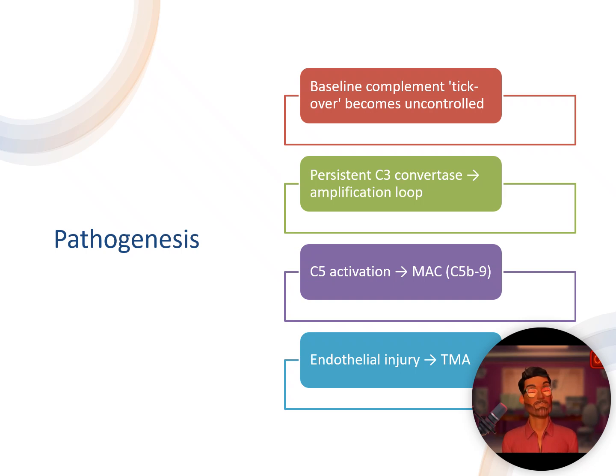The difference between atypical aHUS and C3 glomerulopathy or C3 glomerulonephritis, which you may have heard of, is that atypical aHUS occurs in the solid phase. This occurs in the tissue itself, and that's why you see features of TMA with atypical aHUS, but not with C3 glomerulopathy or C3 glomerulonephritis.